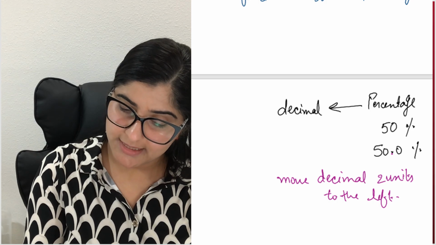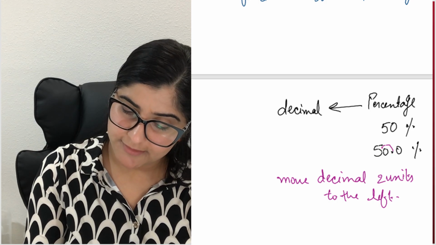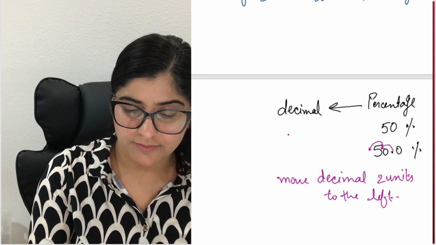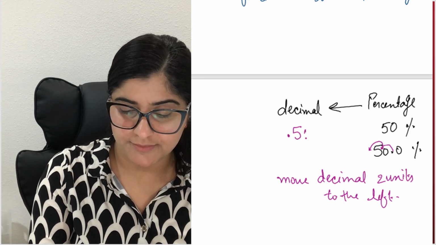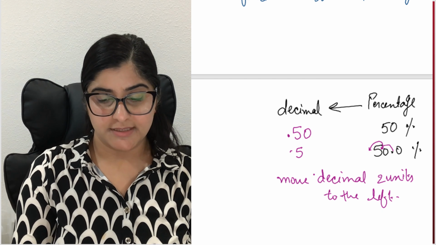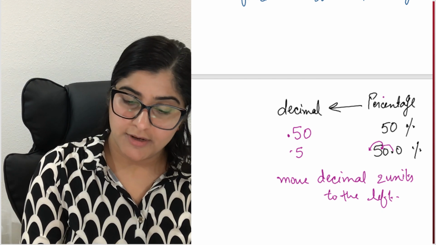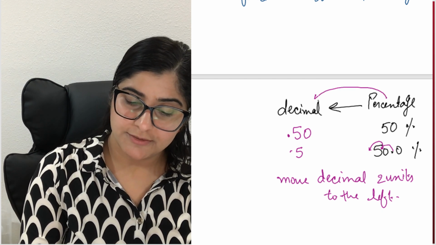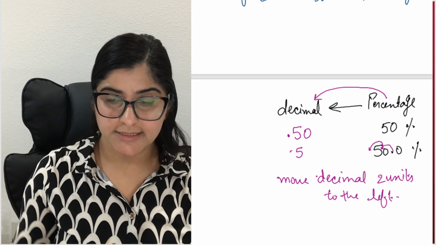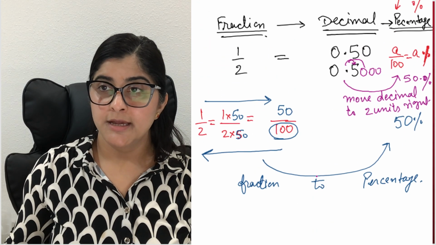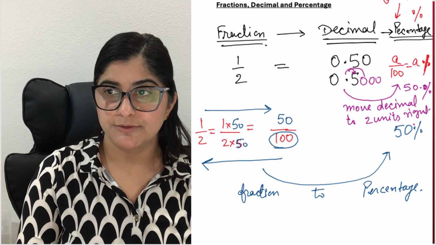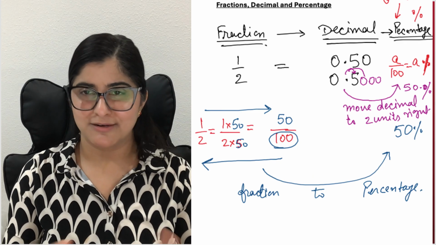So the decimal is here. When you move this 2 units left, it will go 1 and 2 before 5, and there is nothing here, so you get 0.50 or just 0.5 in the decimal representation. If you are moving from percentage to decimal, move the decimal to the left by 2 units, and if you are moving from decimal to percent, you have to move the decimal 2 units right.